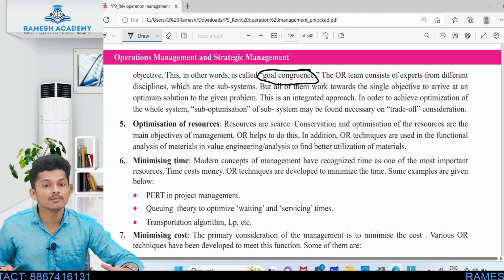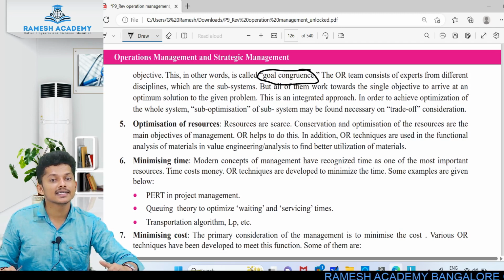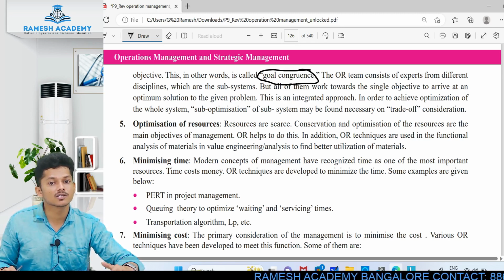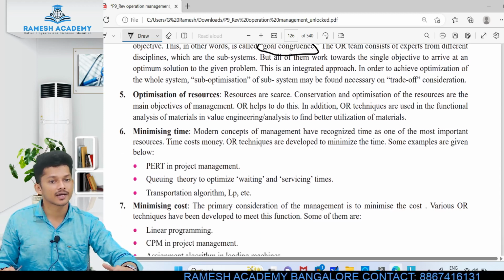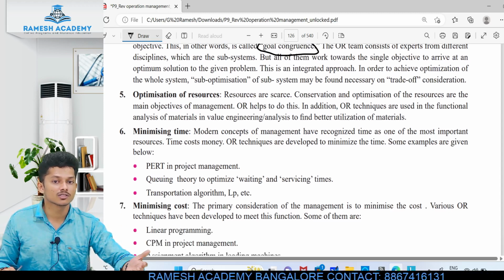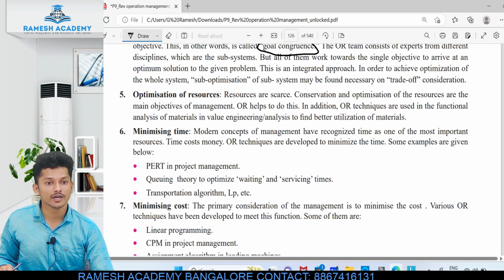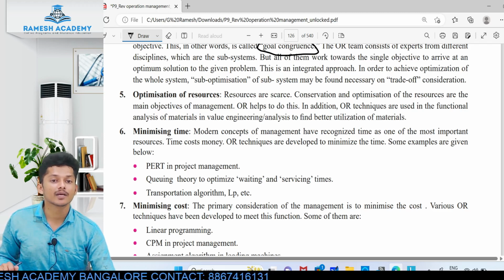So the OR team consists of experts from different disciplines which are the subsystems, but all of them work towards a single objective to arrive at an optimum solution to the given problem. This is an integral approach. In order to achieve optimization of the whole system, sub-optimizations of subsystems can be found necessary at trade-off consideration. So you already learned what is meant by trade-off, correct? Next, optimization of resources. So we have learned from the beginning only optimization of resources. Okay, you should not waste the resources which are with you. You should utilize the resources optimally and very properly.